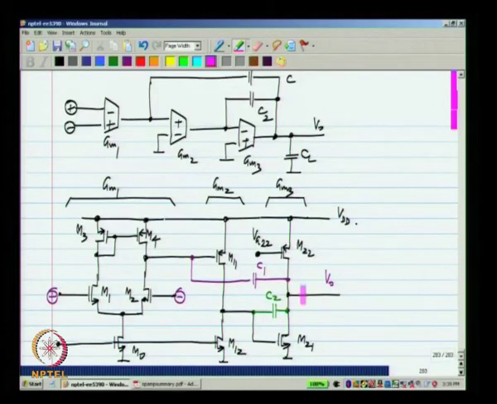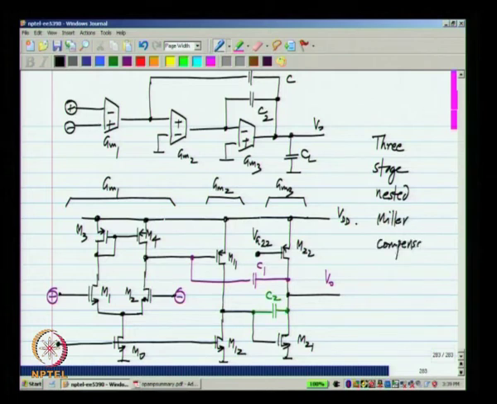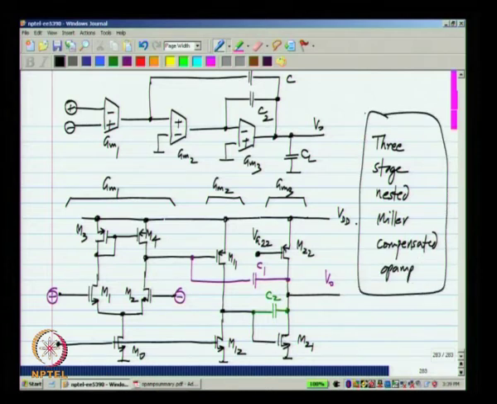Similarly, if we want to tailor the zeros in a 3 stage op amp, we can connect resistors in series with C1 or C2 or both. This is a 3 stage nested Miller compensated op amp.